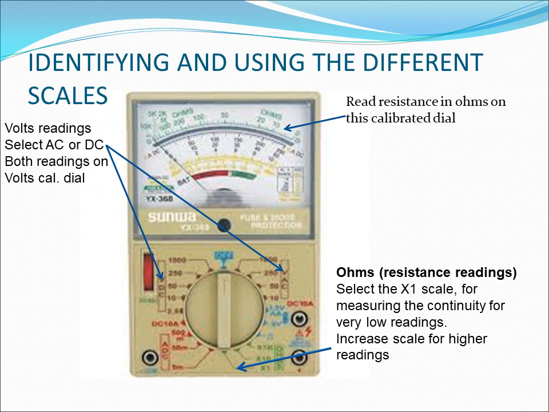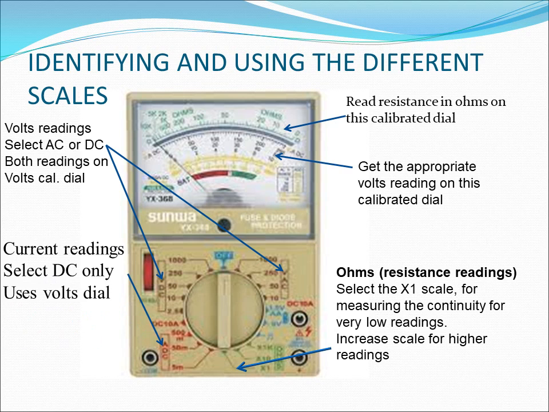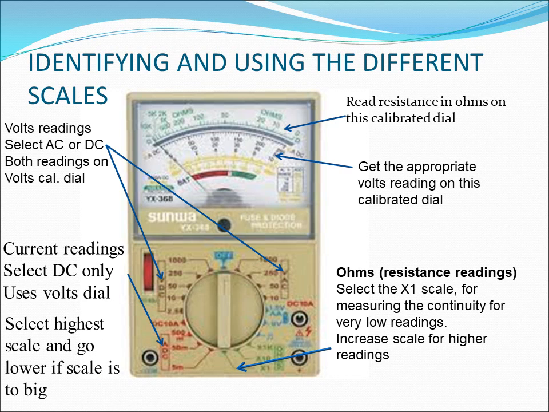For reading volts, select AC or DC, both readings on volts calibrated dial. Get the appropriate volts reading on this calibrated dial. For current readings, select the DC only scale and it uses the volts calibrated dial. Normally, select the highest scale possible and go lower if the scale is too big.